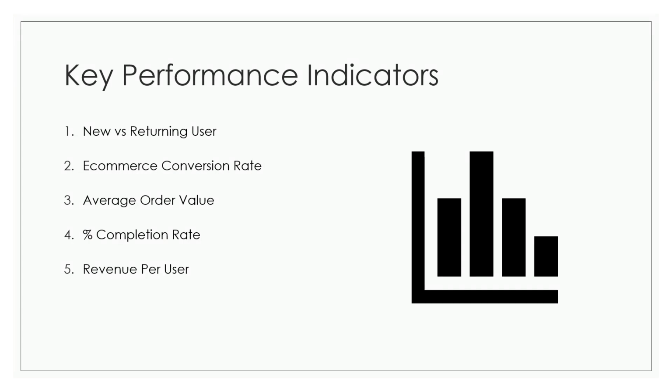So we had to create some goals, and the two goals that I created for the Google Merchandise Store are to gain more revenue and gain new visitors to the site. For that, the key performance indicators I picked were new versus returning users, e-commerce conversion rate, average order value, percentage completion rate, and revenue per user.